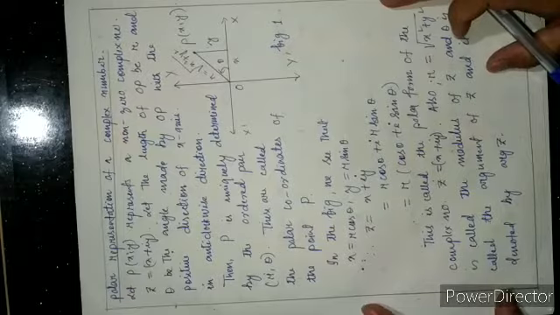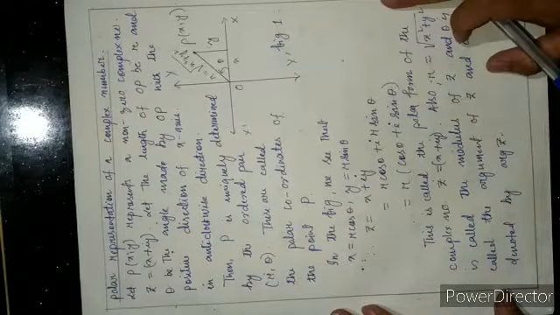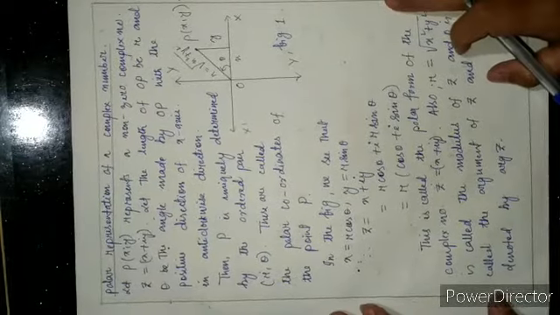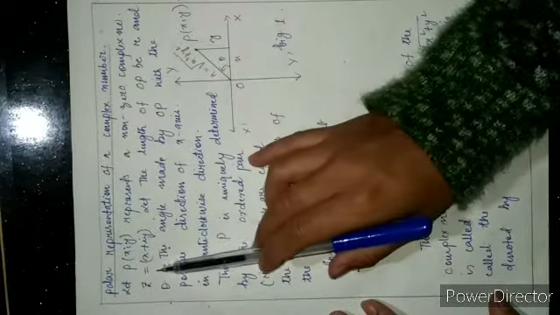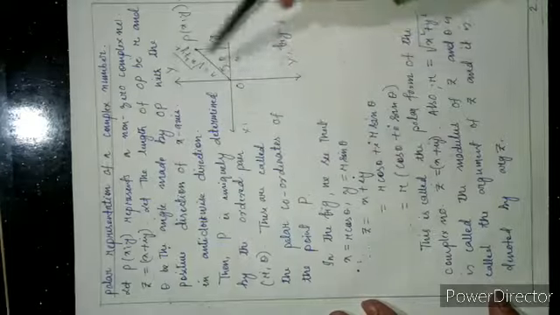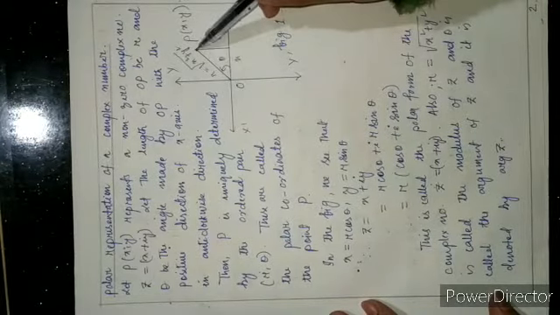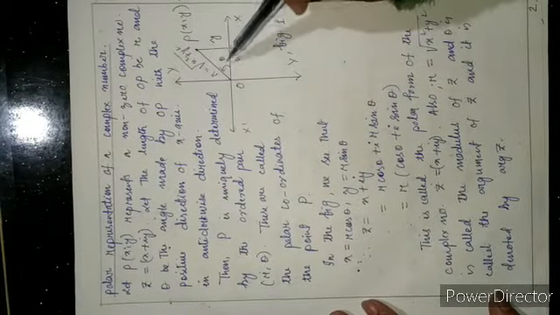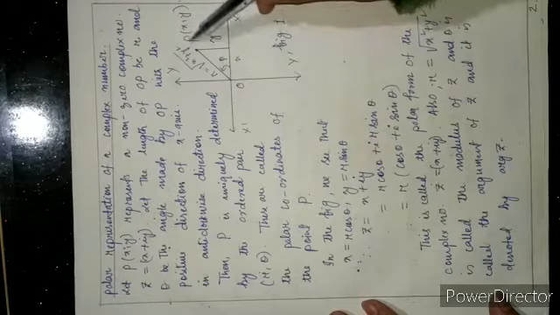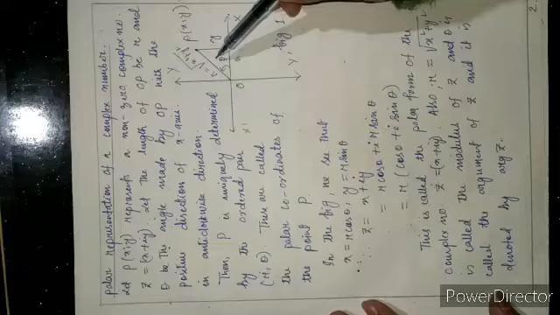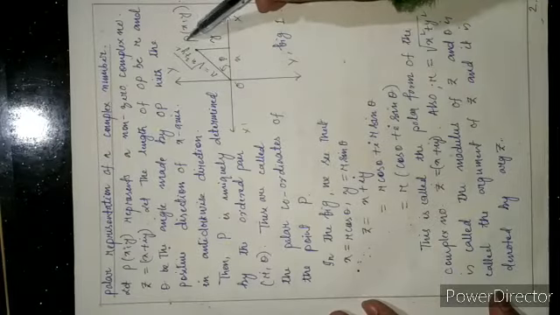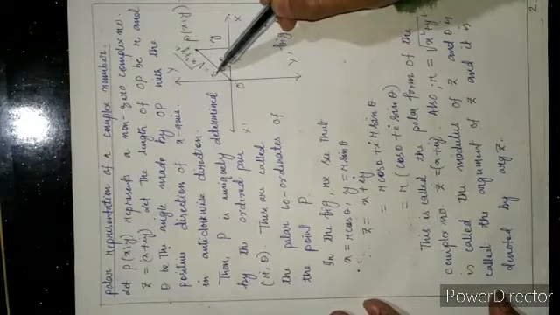Next topic is polar representation of a complex number. Let P(x, y) represent a non-zero complex number z = x + iy, and let the length of OP be equal to r and theta be the angle made by this OP with the positive direction of x-axis in anti-clockwise direction.